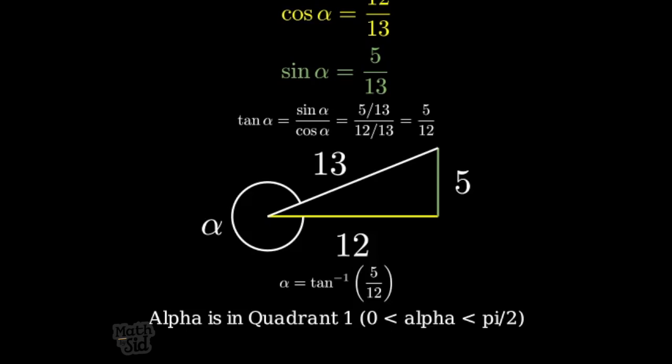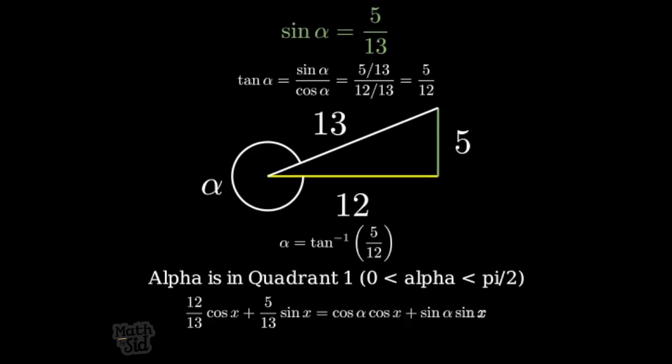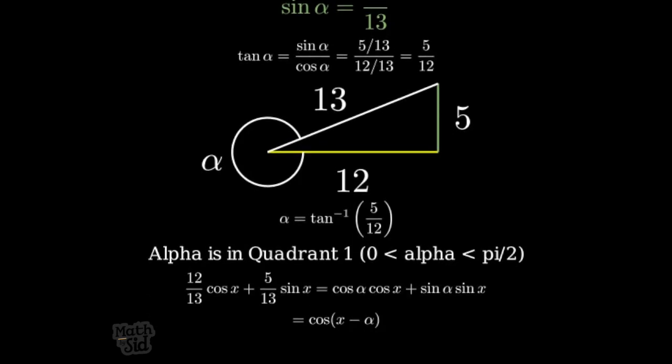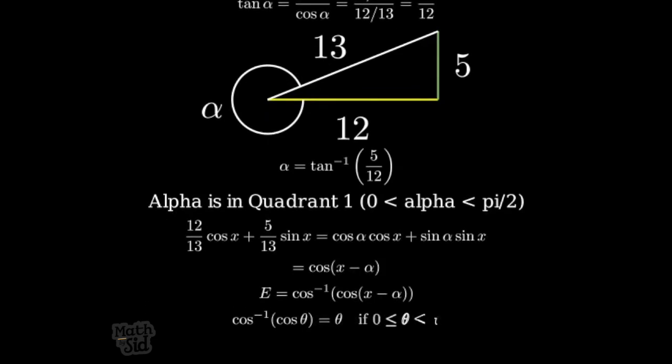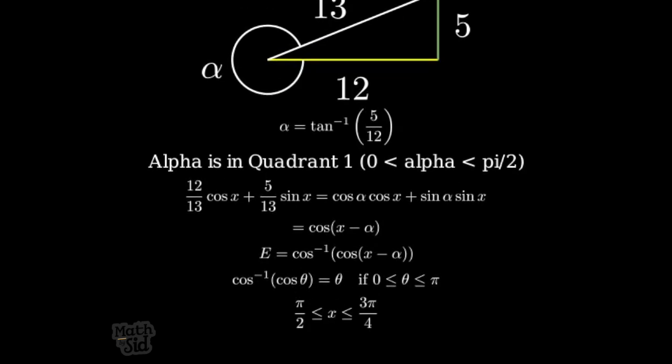Now we substitute this back into our original expression. The argument becomes cosine alpha cosine x plus sine alpha sine x. Using the cosine difference identity, this is equal to cosine of x minus alpha. So our expression simplifies to inverse cosine of cosine of x minus alpha. We know that inverse cosine of cosine theta equals theta, but only if theta is in the principal range from 0 to pi. Let's check if our angle x minus alpha lies within this range.